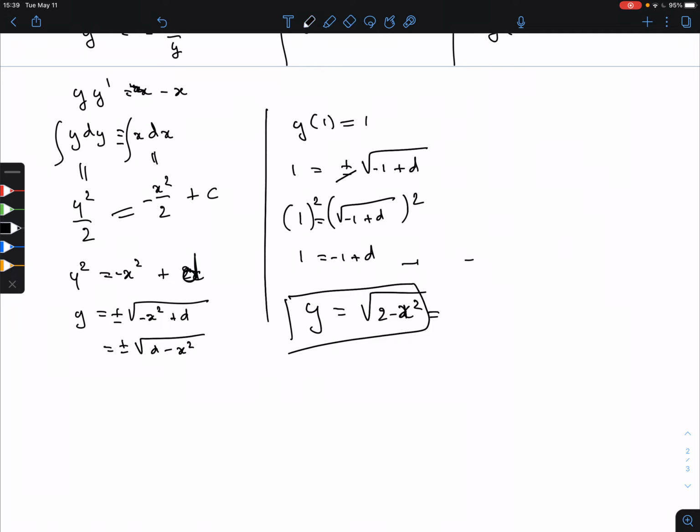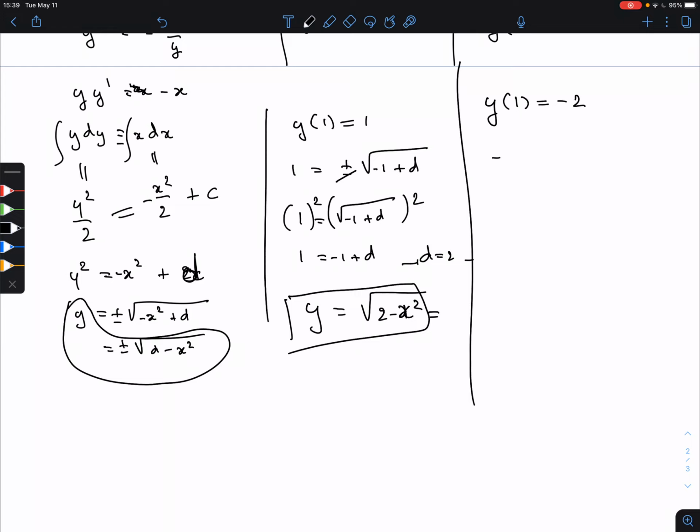So this d is 2, that's what we said, right? D is 2 here. So now the other condition was y1 is equal to negative 2. So we're going to plug this in again, where? Well, here. Okay, so negative 2 is equal to plus minus the radical of d, which we don't know yet, minus, and so again we plug in 1, minus 1 squared. Okay, so this is x is 1, that we plug in this equation. Now we see that it's negative, so we have to do the negative here. So minus 2 is equal to minus radical d minus 1.